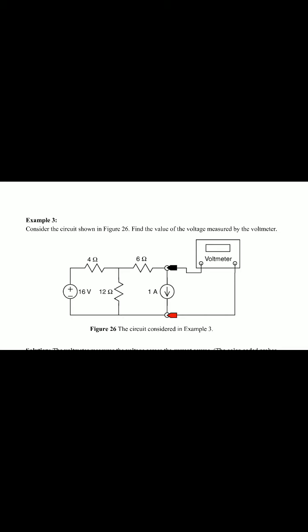See this circuit, observe this one. The voltage source at the left side is plus minus 16 volts in series with 4 ohms, and 12 ohms, 6 ohms, 1 amp. The voltmeter is connected across the 1 amp source. Figure 26, the circuit considered in example 3.